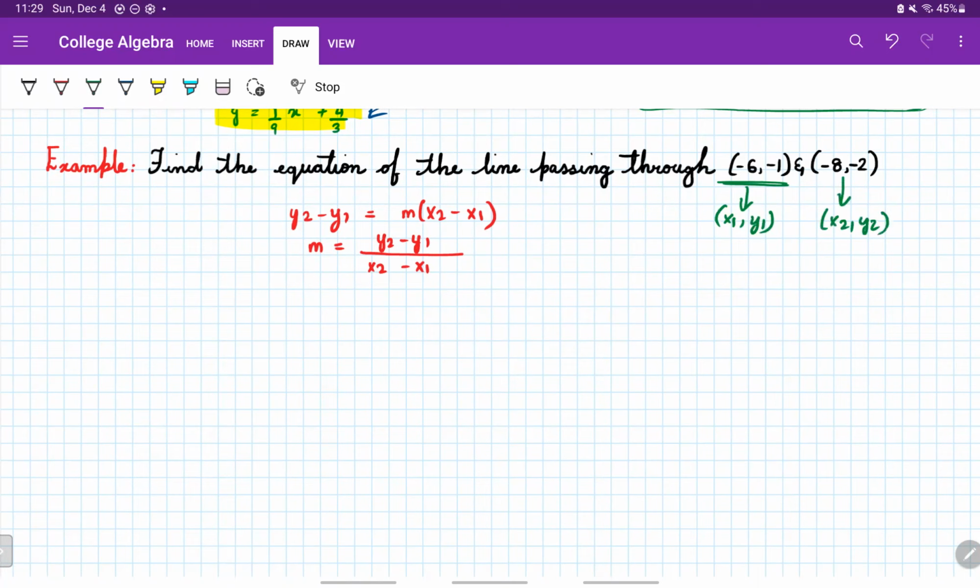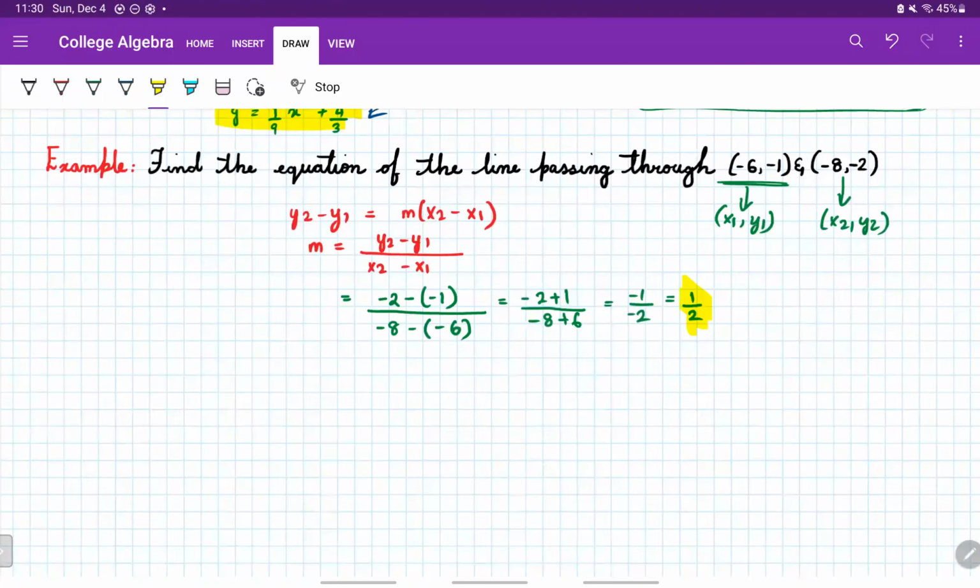So this is going to be our x1 comma y1, and this is going to be our x2 comma y2. So now here we have y2 as negative 2 and y1 as negative of negative 1, and x2 as negative 8, and then we have x1 as negative 6. So we have negative 2 plus 1 divided by negative 8 plus 6, which gives negative 1 over negative 2, which is 1 over 2. So we got our m, which is 1 over 2.